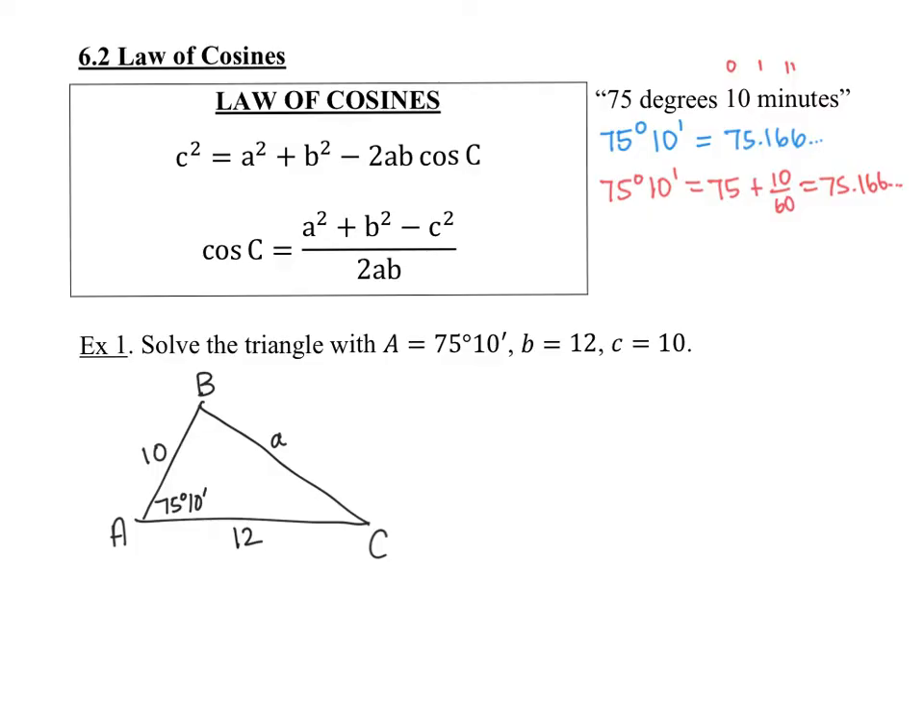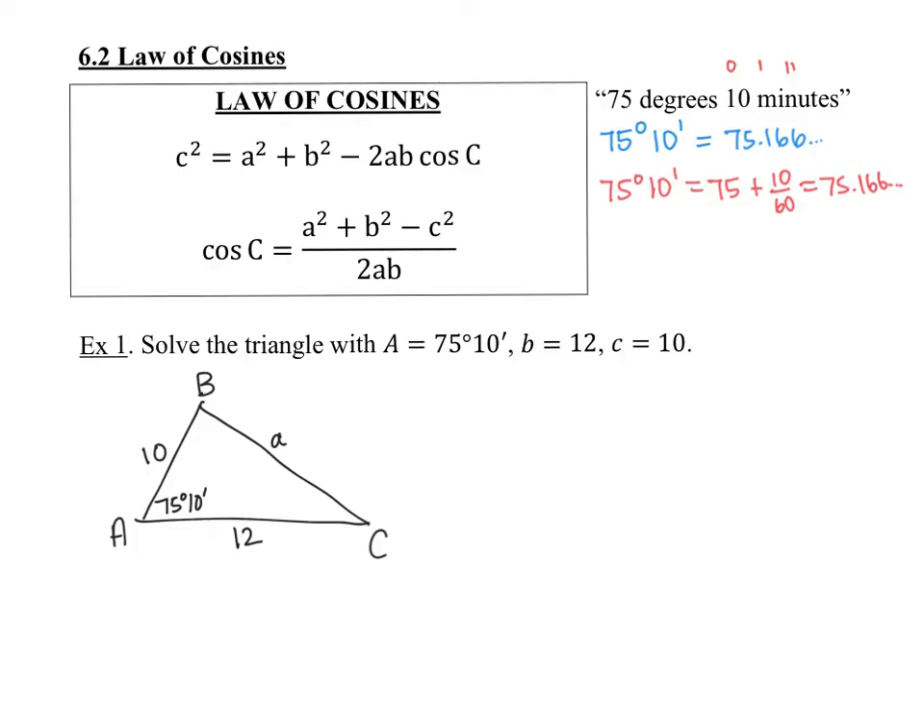If I wanted to try to use the law of sines here, let's first see. Could I find angle B? Angle C is over 10, but I don't know angle B, so I couldn't put it over 12. If I wanted to find side a over sine 75, equals, I don't know angle B or C. So law of sines doesn't work here. Because law of sines does not work here, that is the only reason I would use law of cosines.